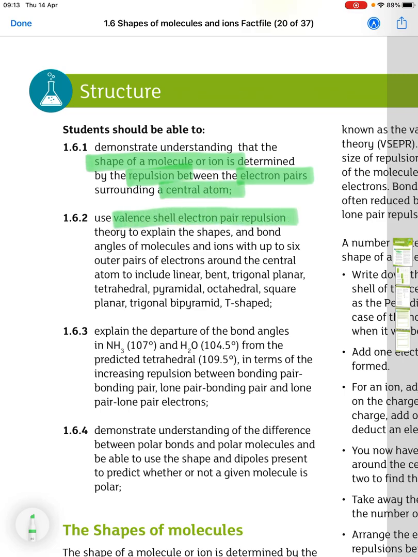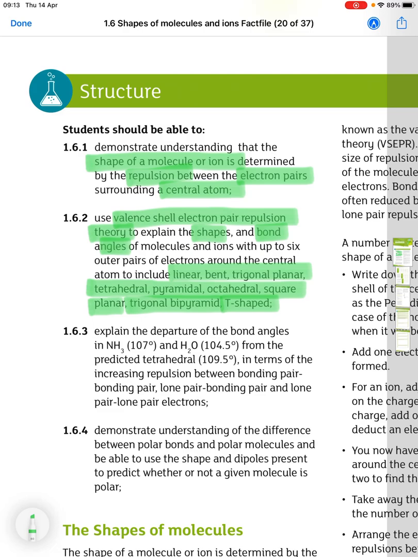The second is using valence shell electron pair repulsion theory to explain the shapes and the bond angles of molecules and ions with up to 6 outer pairs of electrons around the central atom, to include these shapes. So we have linear, bent, trigonal planar, tetrahedral, pyramidal, octahedral, square planar, trigonal bipyramid and T-shaped.